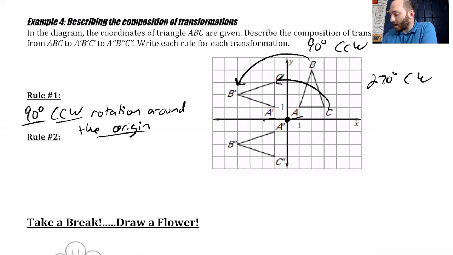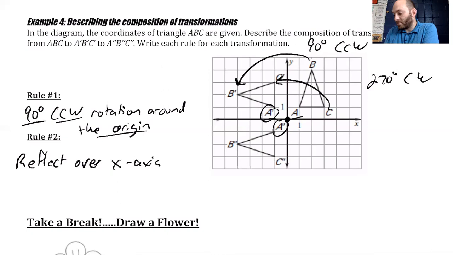From there, we're going to look at, how do I get from A prime here to A double prime? Well, when I look at that, it looks like it's all being reflected. It looks like that triangle is flipping over. So that means that's going to be 2 pieces of information. I'm going to reflect over the x-axis. Because again, look at that. A and A prime and A double prime are 1 away from the x-axis in both directions. B prime and B double prime are 2 away, 2 up and 2 down. So it's the x-axis that's my line of reflection. So 2 pieces of information there. We need to say reflect and what it's reflecting over. Okay, that's it. That's compositions.